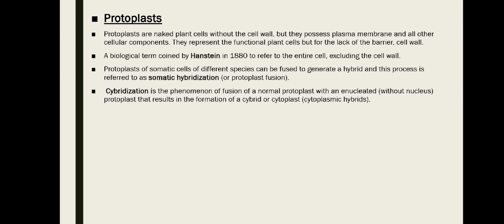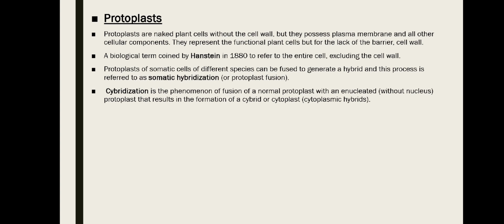Protoplasts are naked plant cells without the cell wall, but they possess the plasma membrane and all other cellular components. They represent functional plant cells with all cell organelles, but for the lack of the barrier, the cell wall. The biological term protoplast was coined by Hanstein in 1880 to refer to the entire cell, excluding the cell wall.